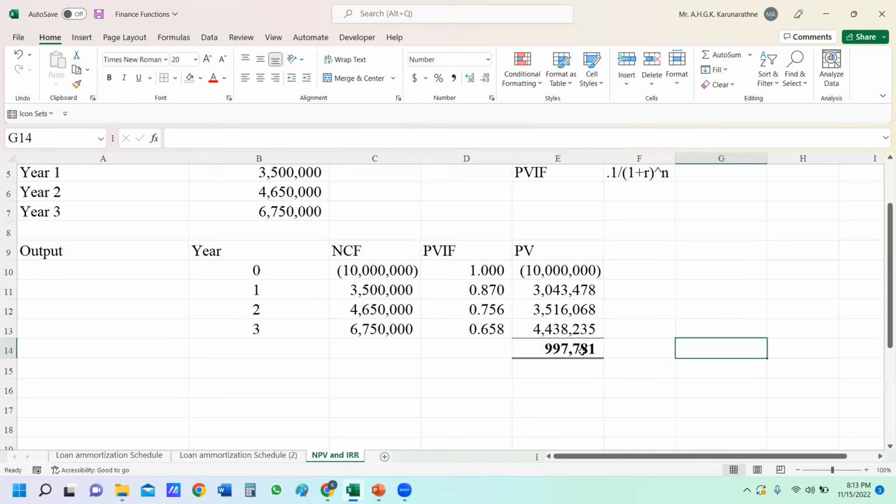If we have 2 or 3 or several projects, mutually exclusive projects, that means only one project can be accepted. Now, you accept the project having the highest positive NPV. So if the NPV is negative, reject. If the NPV is positive, accept. Then what if NPV is 0?